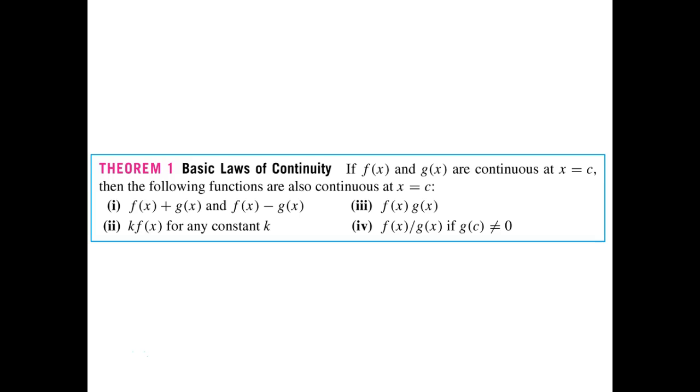If g of c is equal to 0, you're going to have an infinite discontinuity there. But as long as g of x is not 0, positive, negative, fraction, decimal, as long as it's not 0, that is also a continuous function. So again, sums, differences, products, constant multiples are always continuous, and quotients are always continuous as long as the denominator is not 0.